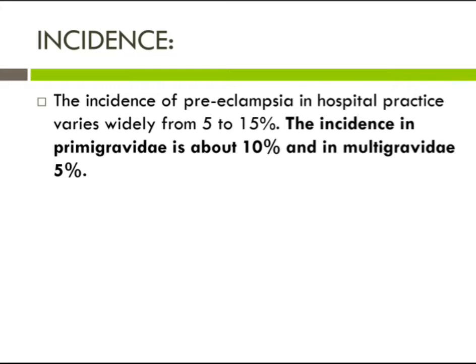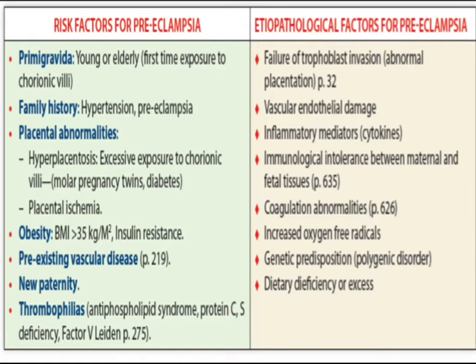So what's the incidence? The incidence of preeclampsia in hospital practice varies widely from 5 to 15%. The incidence in primigravida is about 10% and in multigravida is 5%. Risk factors for preeclampsia: primigravida, family history, placental abnormalities, obesity, pre-existing vascular disease, new paternity, thrombophilias.